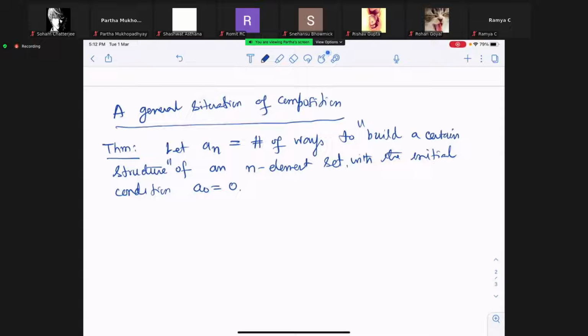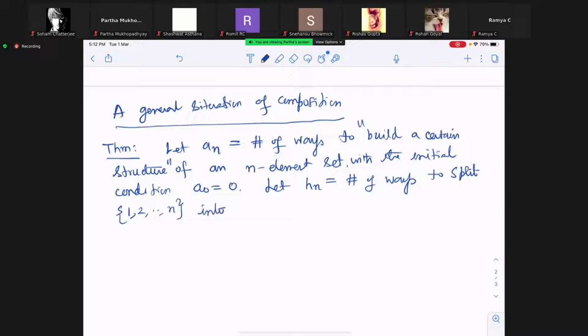Let h_n be the number of ways to split 1 to n into an unspecified number of disjoint non-empty intervals. Let me just write the theorem and then I'll explain.